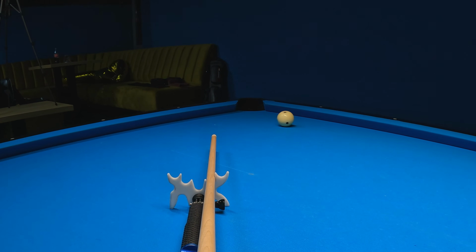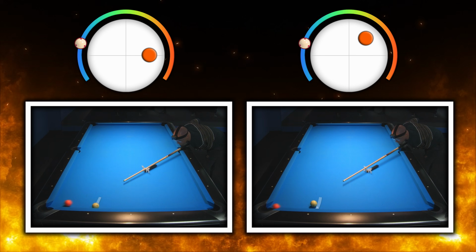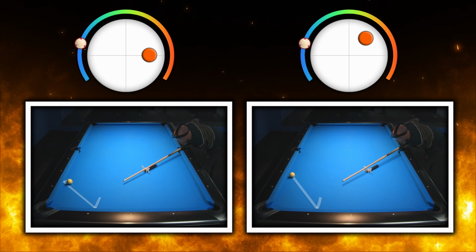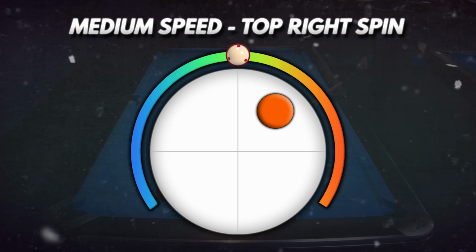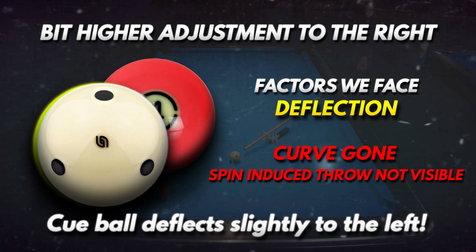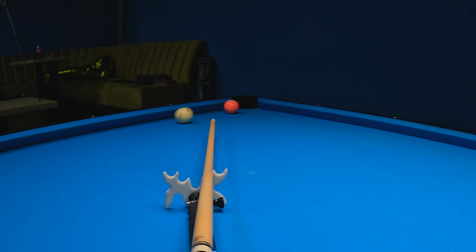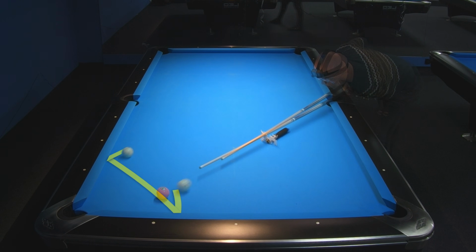And this time, if we compare this shot with the one with only center right English, then the only visible difference is located in the points of contact with the left long rail. However, if we increase the speed of the shot, then we need to aim a bit fuller, because the cue ball will deflect slightly to the left, and during this type of shot we can see only a small difference between points of contact with the long rail, and of course this time the cue ball covers a much longer distance.